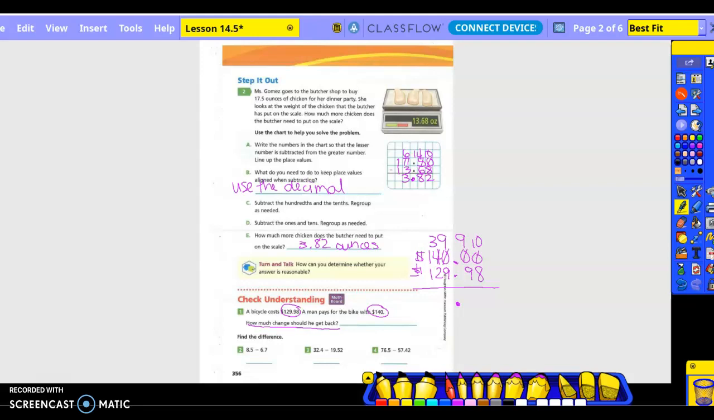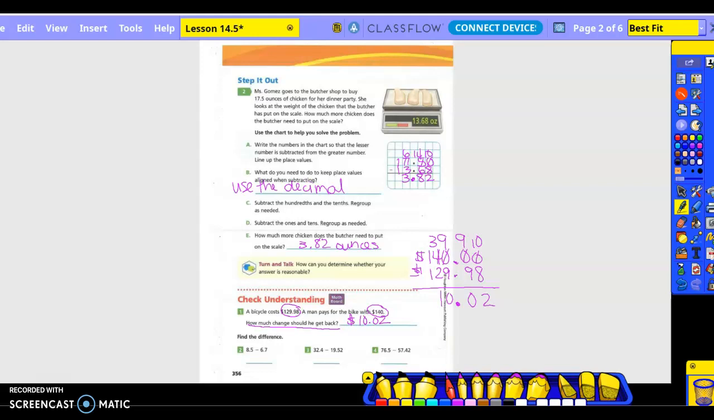Okay, so we already brought our decimal down. 10 minus 8 is 2. 9 minus 9 is 0. 9 minus 9 is 0. And 3 minus 1 is 1. And then I don't do anything with the other one, right? Okay, so how much money does he get back?